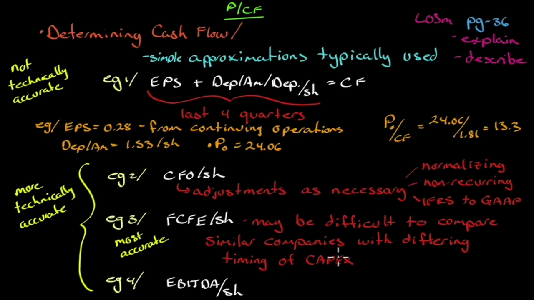So using free cash flow to equity per share, while it's technically the most correct definition of equity for measuring cash flow, unfortunately it suffers from the problem that it doesn't account for the different timing of this CapEx. And of course, number 4, we can use the EBITDA per share, and we'll see when we get to enterprise value, that's actually a very good measure. But for cash flow, the most popular one is number 1, just CF.